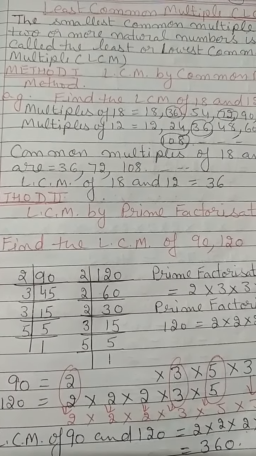If 90 is there, then if we divide by 2, you get 45. Then 3 15s are 45, 3 5s are 15, 5 1s are 5. Similarly 120: 2 60s are 120, 2 30s are 60, 2 15s are 30. After we get 15, it is not divisible by 2, so we check with 3. The next prime number after 2 is 3. 3 5s are 15, 5 1s are 5.